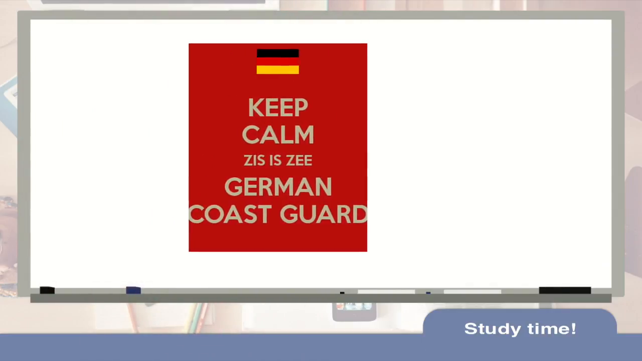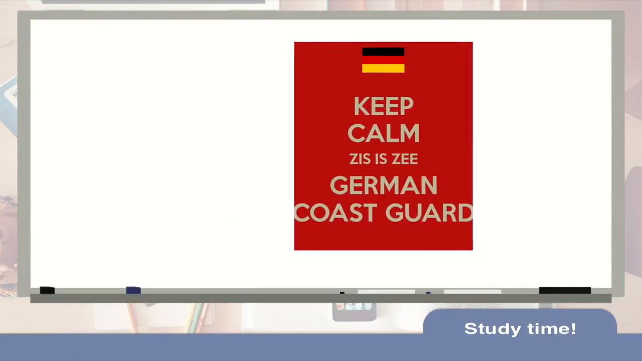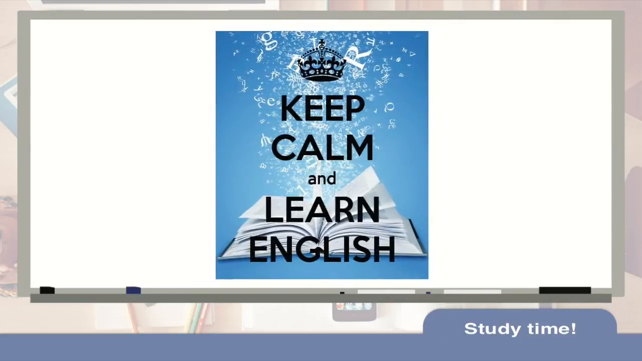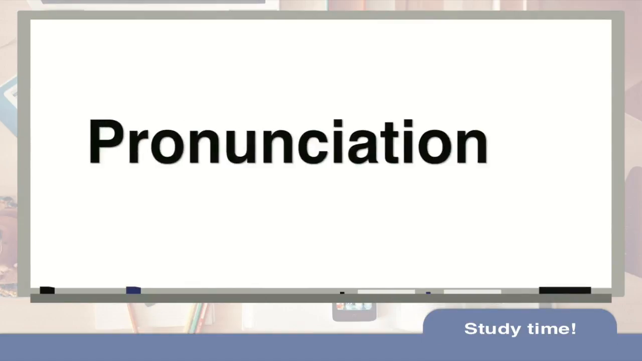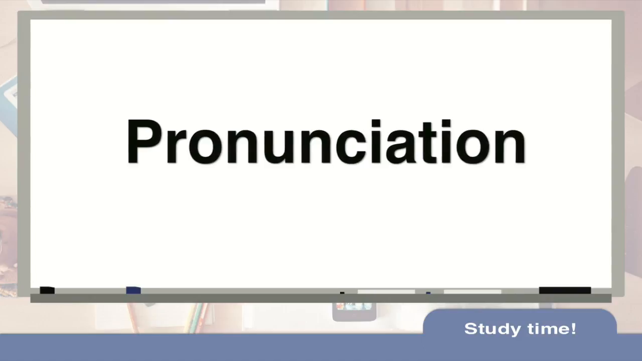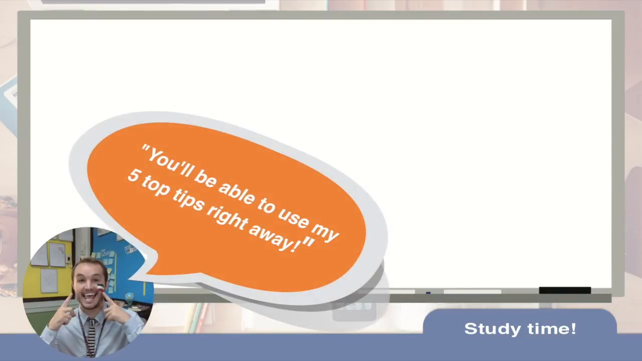As you can see, the German Coast Guard wasn't quite ready to help, as there was a little bit of confusion between their pronunciation in English. This was a German advertisement made to promote learning English, and it highlights just how important listening skills are, as well as the main topic of this lesson, pronunciation. There are lots of different parts of language that make up pronunciation, but I'm going to concentrate on 5 super top tips that will make you sound much more like a fluent native English speaker.